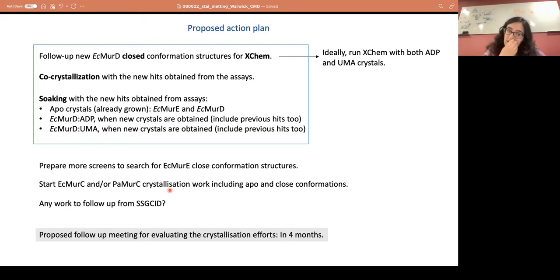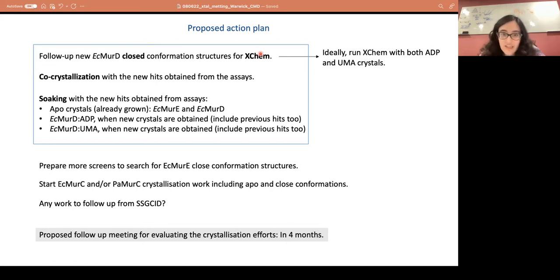And yeah, we can talk about this later, about the follow up and how to organize with the SSGCID. But I propose we have another meeting in about 4 months to see if things are working out, if we can get to the XChem efforts with these new crystallization conditions or not. We still don't know how reproducible these new closed conformations are. I'm guessing it's going to be okay, but until we try, we don't know how good they are for XChem.